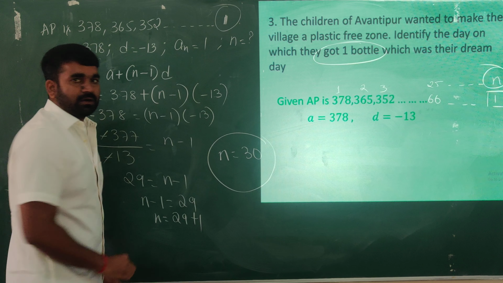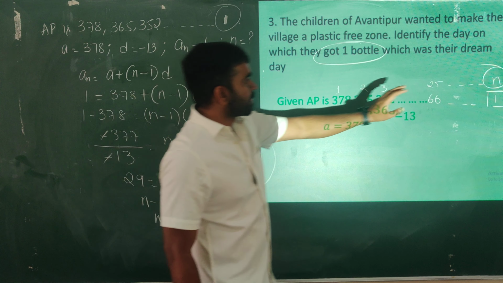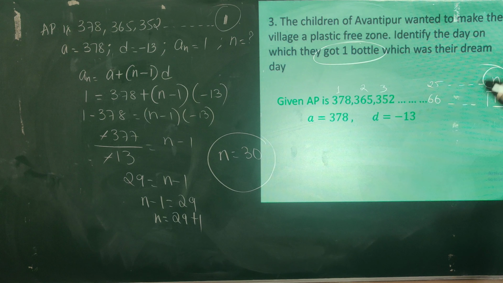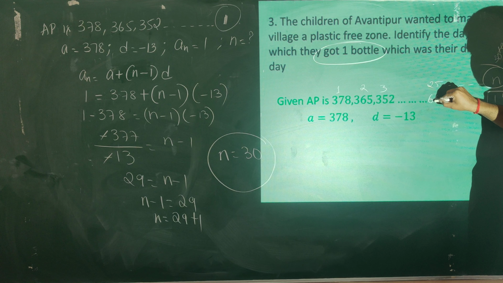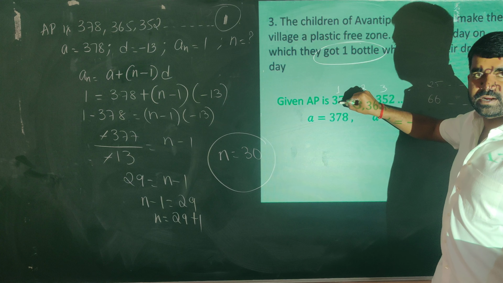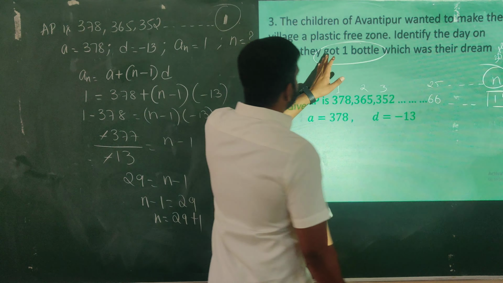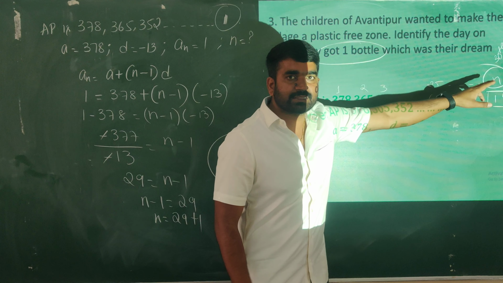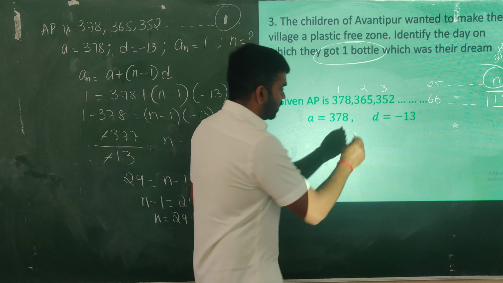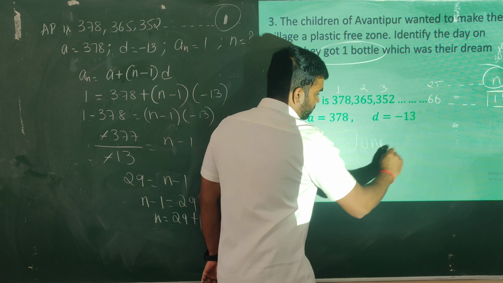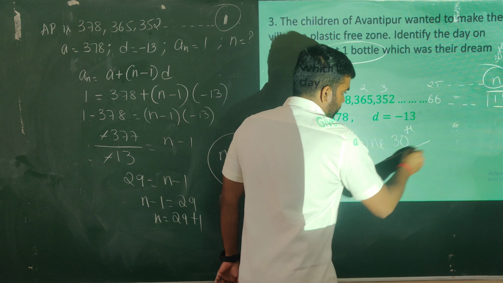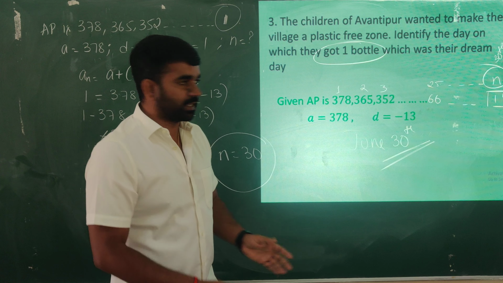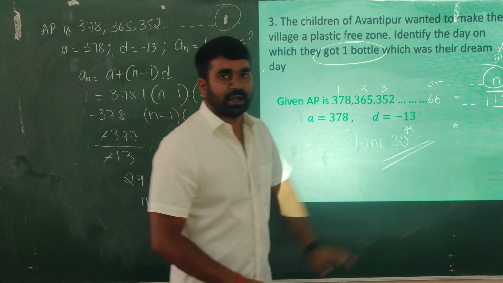So what is the meaning of n is equal to 30? On the 30th day, they are going to have one bottle. On the 25th day, they had 66 bottles. On the first day, they had 378 bottles. So they got one bottle, which was their dream day. 30th day, that is not our answer. What should be our answer? June 30th. On June 30th, they are going to have one bottle.